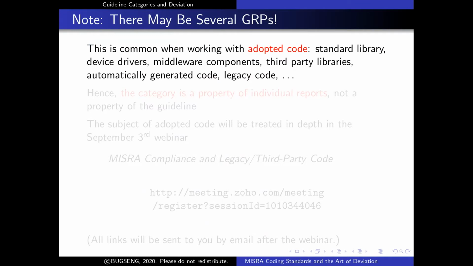Notice that there may be several guideline recategorization plans in the same project, and this is common when working with adopted code: the standard library, software of third parties, automatically generated code, and so on. So the recategorization may depend on the kind of code you apply it to. To be more precise, the category after recategorization is a property of individual reports, not a property of the guideline.